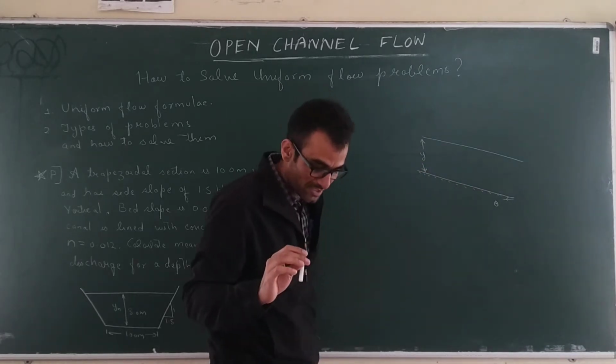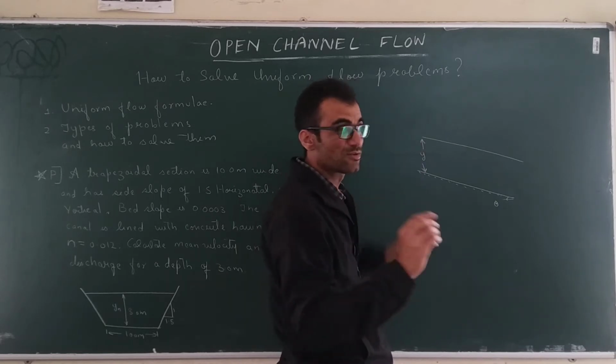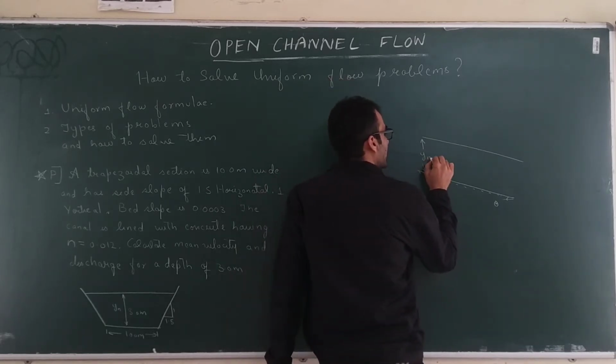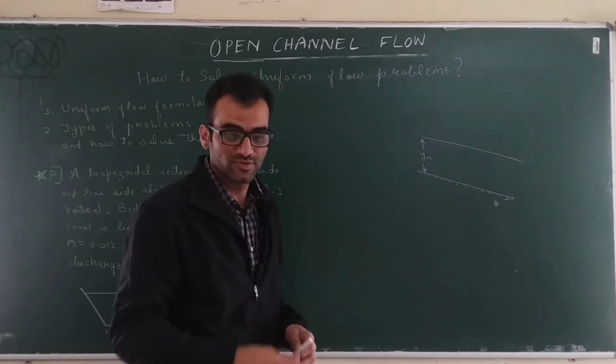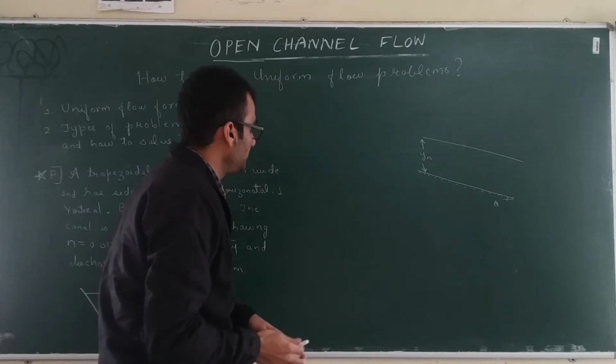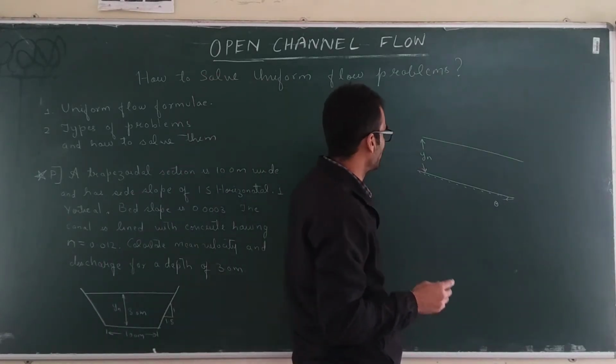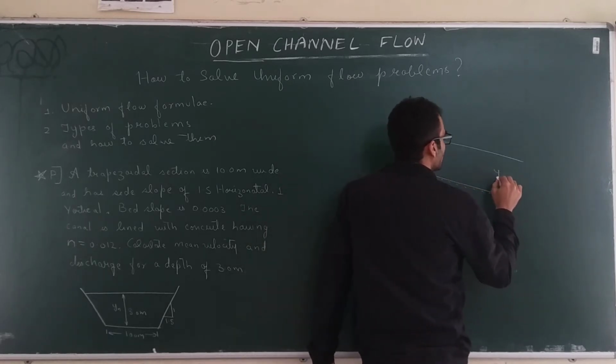Now remember, whenever we say uniform flow, then the depth of flow is called normal depth. So we represent it by yn or y naught. Some books will say y naught, some books will say yn. So this is not normal y, this is yn, it is normal depth. Okay, so anywhere you calculate the depth, it will be yn.